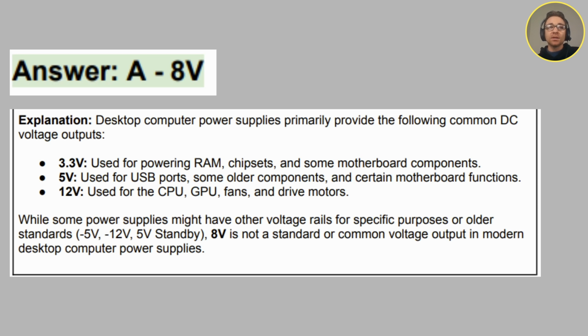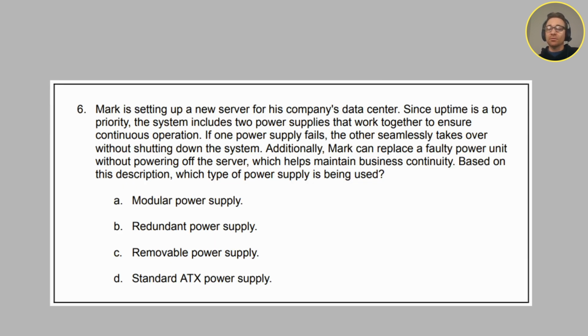The next one is a question that reads the following. Mark is setting up a new server for his company's data center. Since uptime is a top priority, the system includes two power supplies that work together to ensure continuous operation. If one power supply fails, the other seamlessly takes over without shutting down the system. Additionally, Mark can replace a faulty power unit without powering off the server, which helps maintain business continuity. Based on this description, which type of power supply is being used?